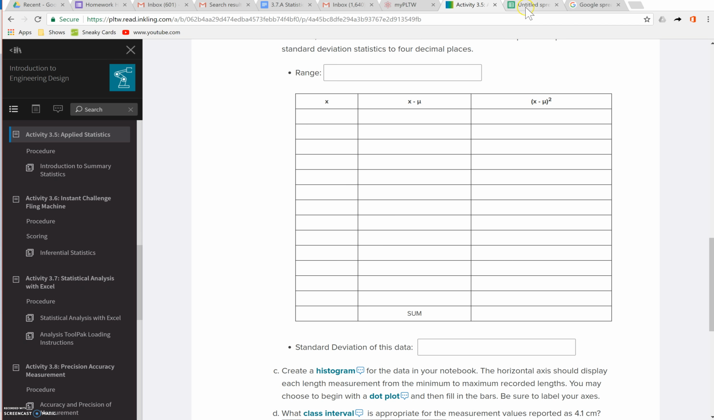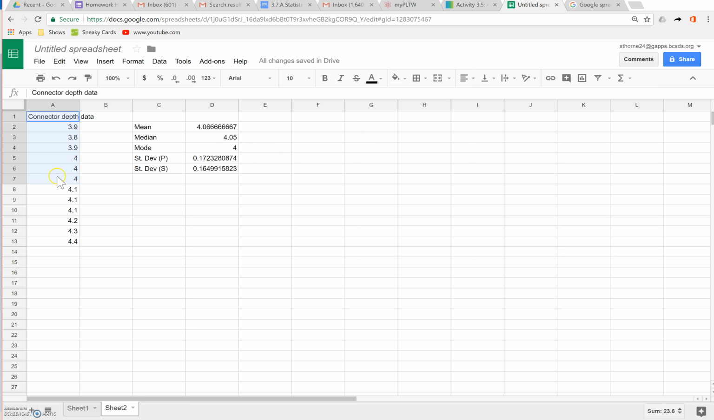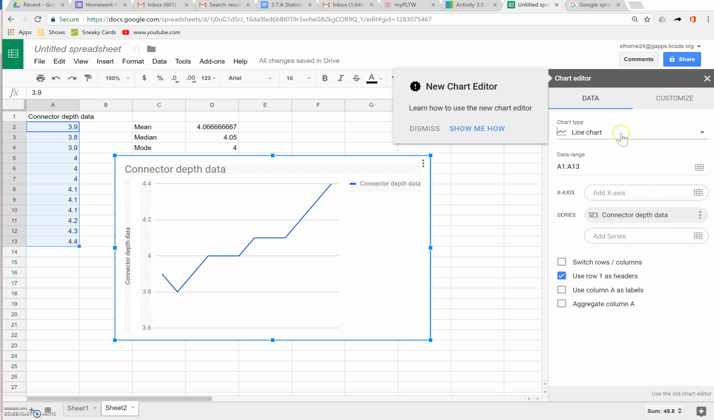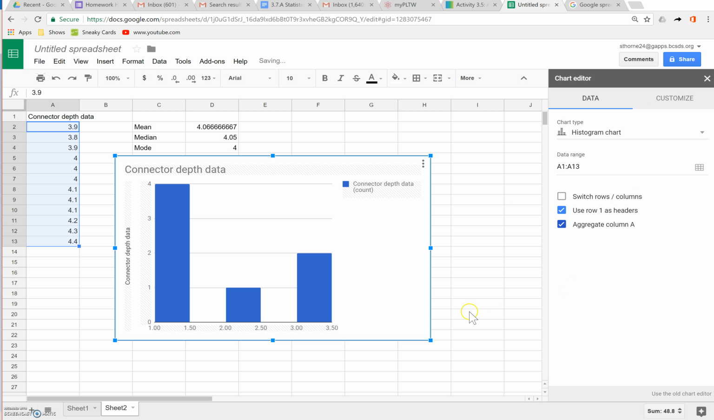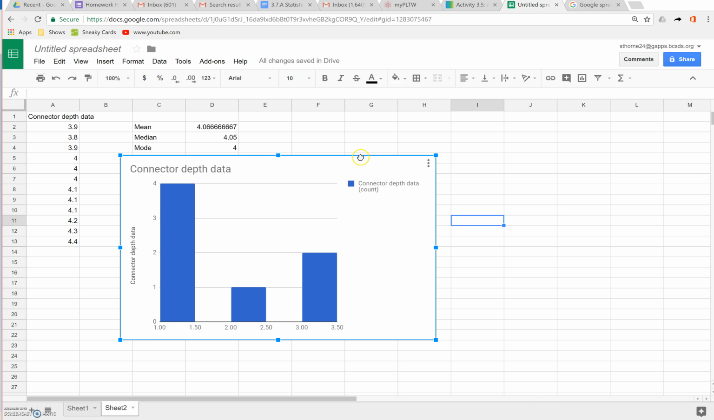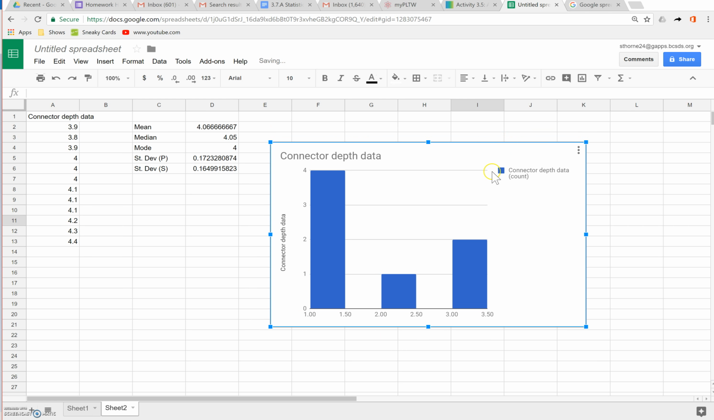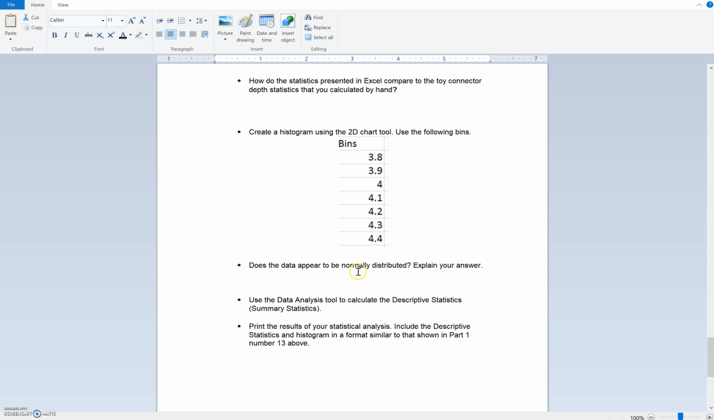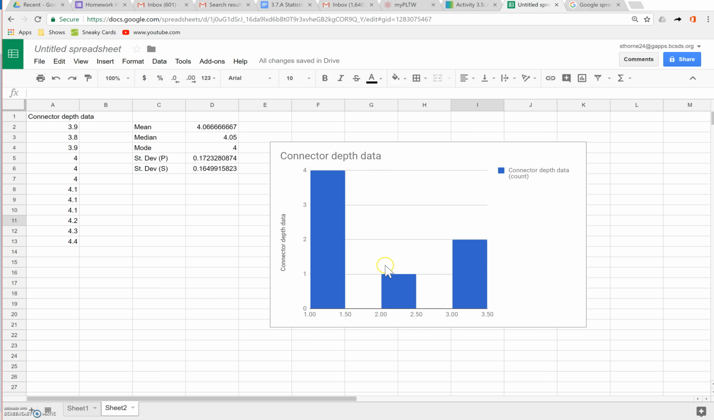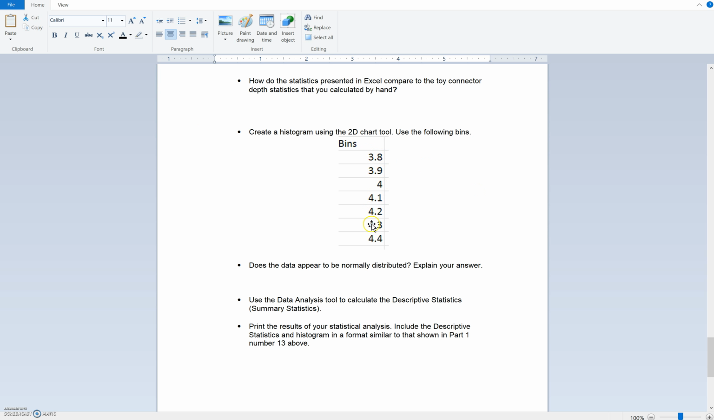Well, again, if you're using Google, they're not going to let you pick your own bin, so you can highlight the data. You can go insert chart, and you can tell it that it is a histogram, but it's going to pick the bins for you. So this is going to be what your histogram looks like. Oh, and now it lets me move it. Does it appear normally distributed? This definitely does not look like a normal distribution. If you do it with these bins, though, it should make a nice normal curve for you.